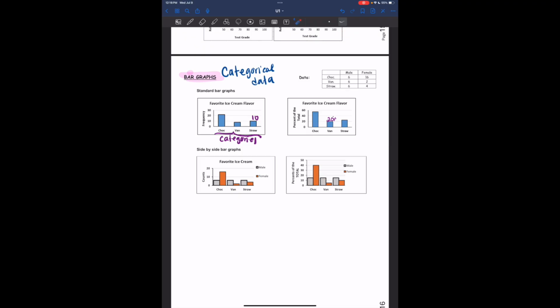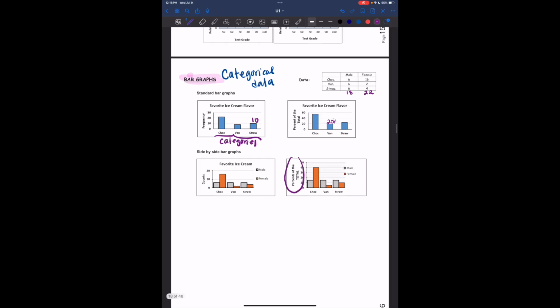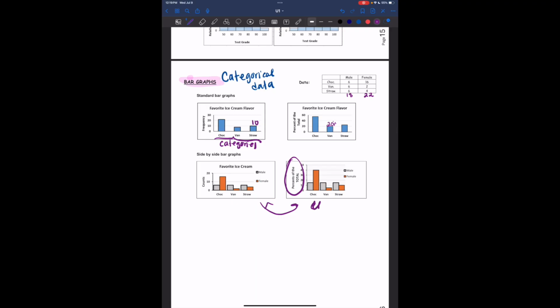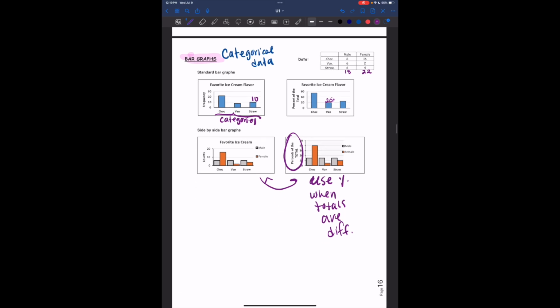For instance, if you look over here, we have 6 times 3, so there are 18 males versus females, there are 22. So sometimes if you wanted to compare the counts of them, percents make it easy to see there's a little bit of a difference. I feel like the way that these look, they're still generally speaking the same, but maybe we say use percents when totals are different. And I just feel like it makes it easier for comparison.